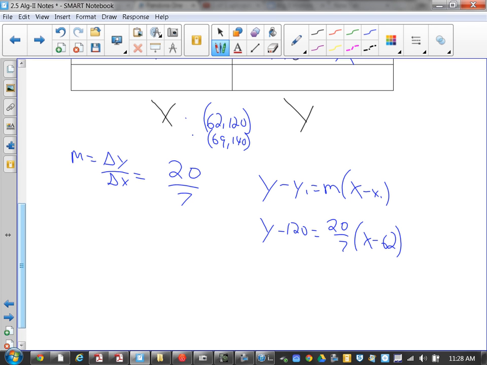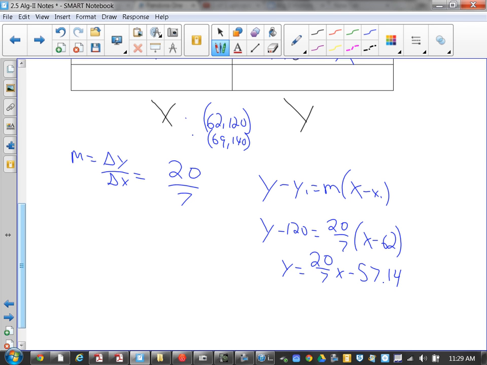How close we are to what? Our equation, our data set that we came up with. So I'm getting my equation is y equals 20 over 7 x plus 297.14. I don't think that's right. I did something wrong. Oh, it's supposed to be negative. Sorry. Now I add 120. That should be minus 57.